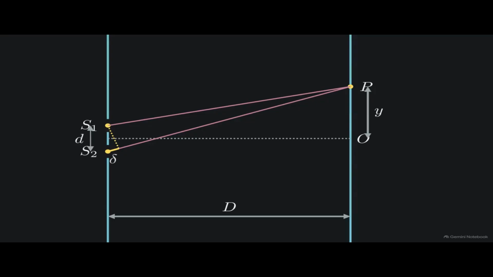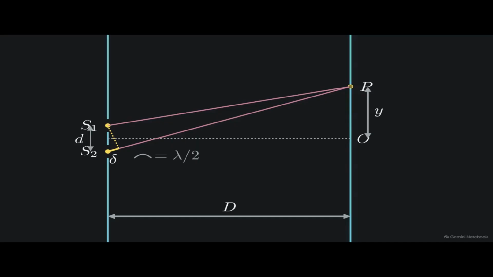Whether point P is bright or dark depends on how delta compares to the wave's length. If the extra distance is exactly one wavelength, the waves arrive crest to crest and reinforce each other. But if the distance shifts by half a wavelength, the crest of one wave meets the trough of the other, canceling the light into a dark spot.